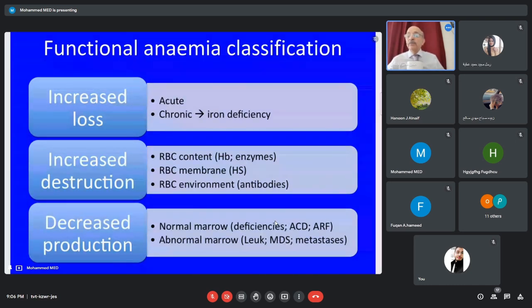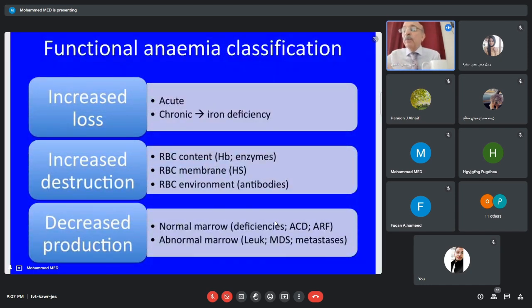Increased destruction, this is hemolysis, and we have discussed this. Decreased production means bone marrow failure. And bone marrow failure, we have seen one case due to erythropoietin deficiency. The previous case I have shown you in chronic renal failure because the erythropoietin is low, but the bone marrow itself is normal. So we give erythropoietin and the hemoglobin will go up.